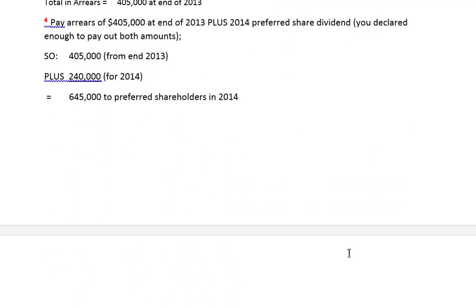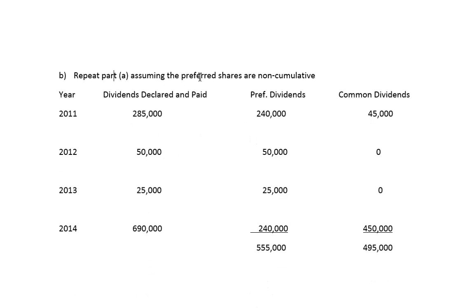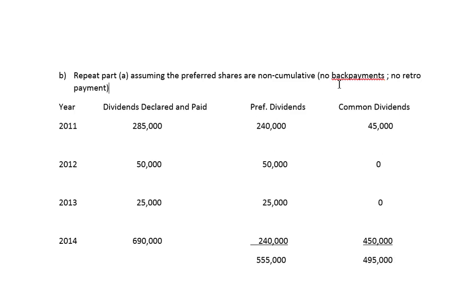What if we go to the B part now? We want to repeat part A, but now assume that the preferred shares are non-cumulative. And when they're non-cumulative, that means no back payments, and that means no retro. No retro payment. There are no back payments, meaning no retro.